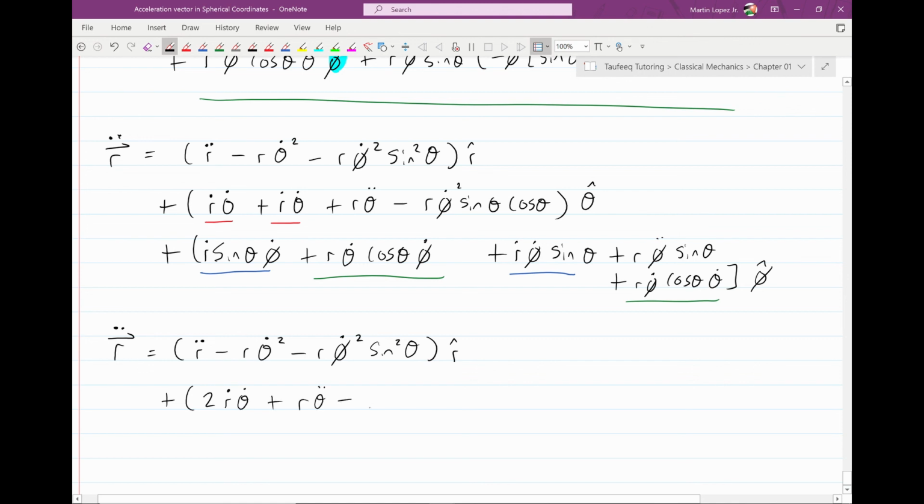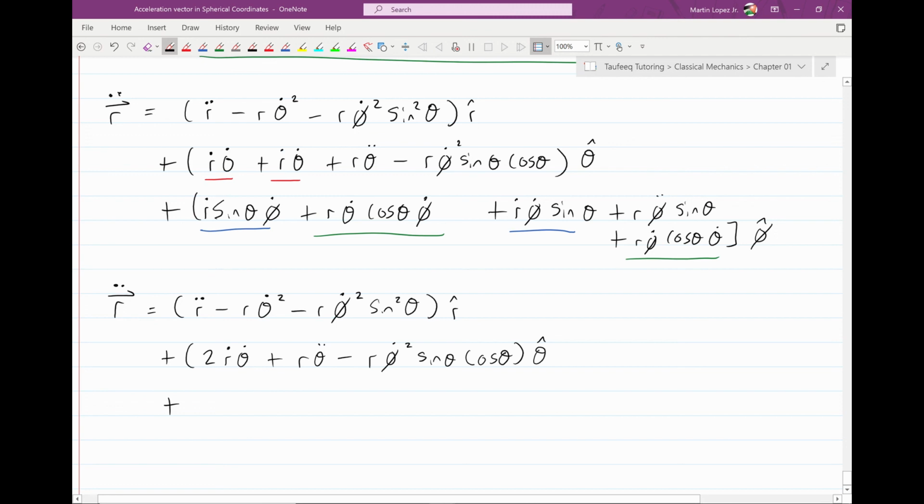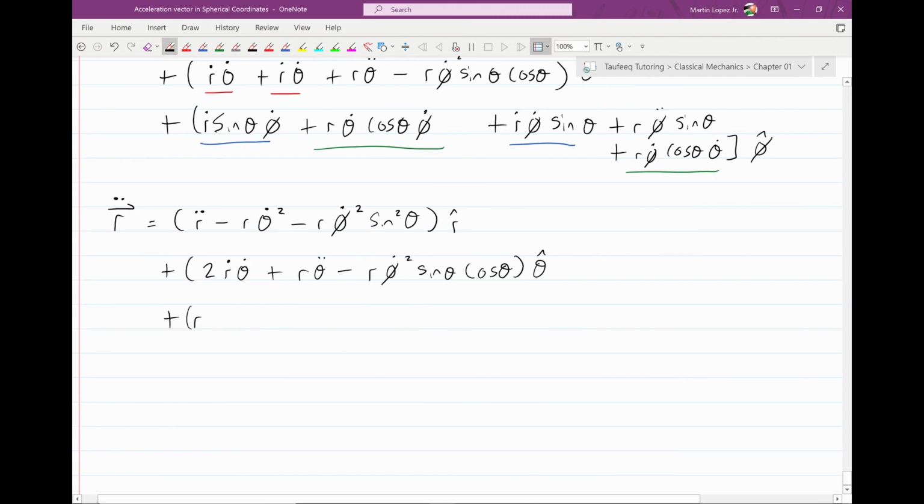So that stays the same. This becomes 2r dot theta dot plus r theta double dot minus r phi dot squared sine theta cosine theta theta hat, plus 2r dot phi dot sine theta.